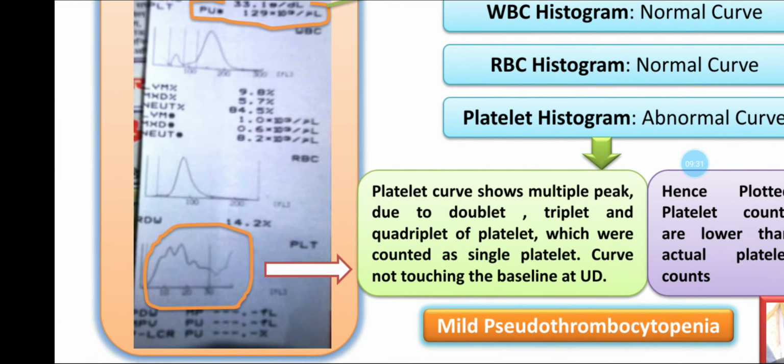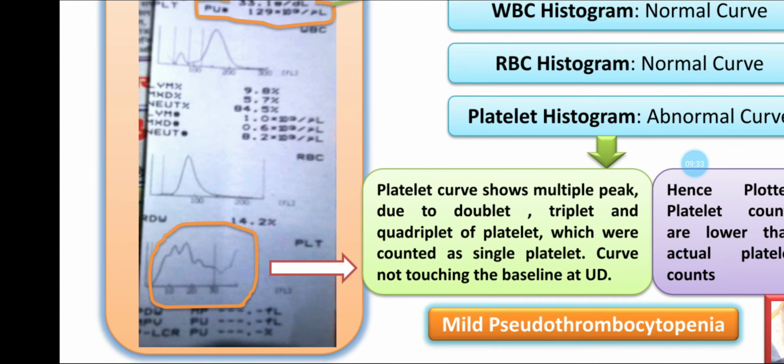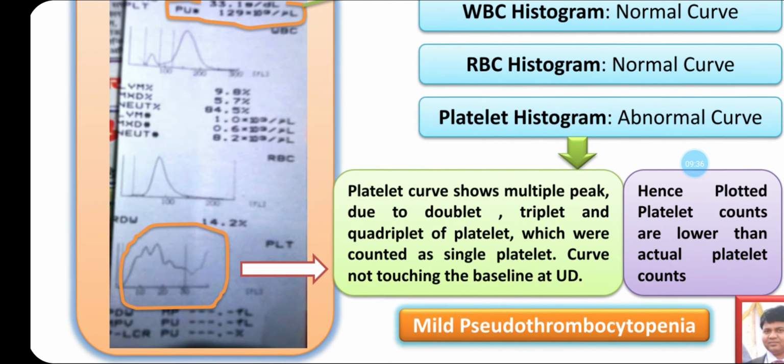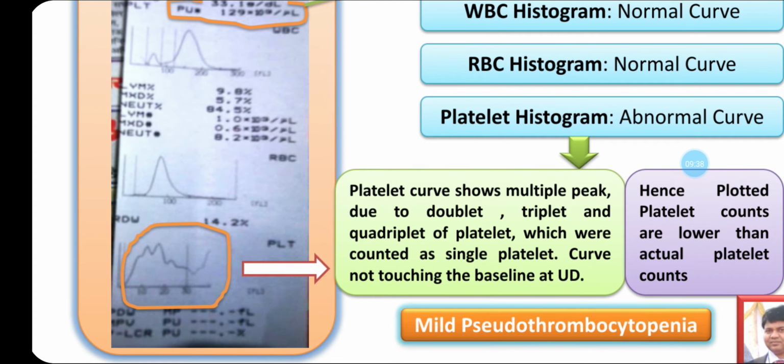On the other hand, if you see the platelet curve, it is starting from the baseline, but it is not ending at the baseline, as you can see in the encircled orange area. The platelet curve shows multiple peaks. Here you can see there are multiple peaks, and these peaks could be due to the presence of doublets, triplets, and quadruplets of the platelets.